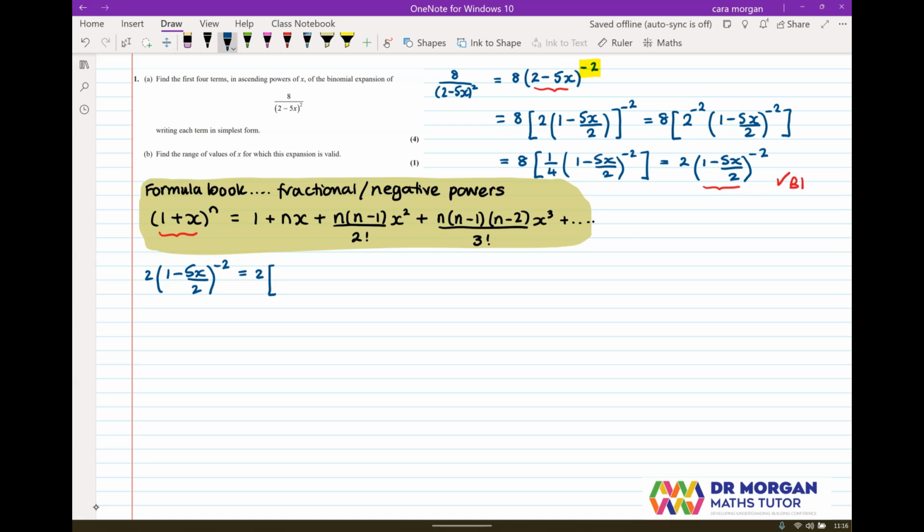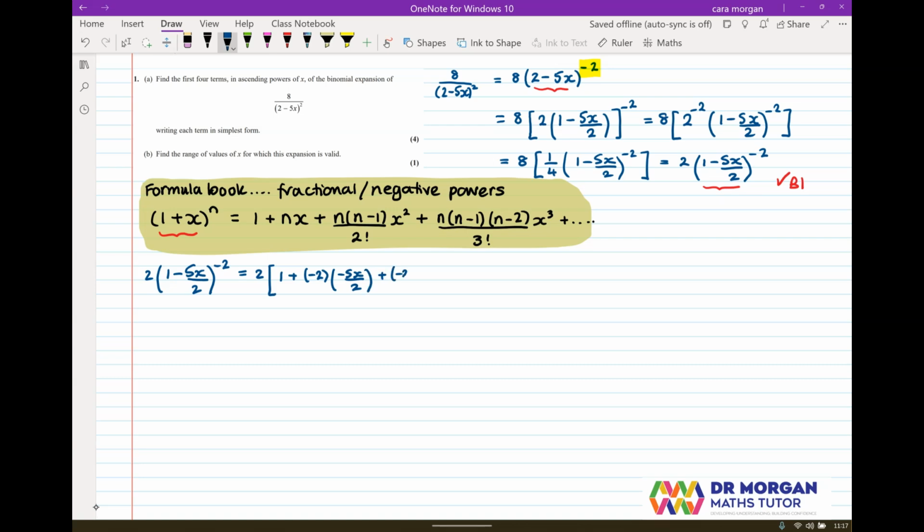Now it's crucial that I substitute everything into the formula in the right way in order to get a method mark, but also if I'm successful in doing that, I will also get an answer mark. So I'm going to be very careful about this. 1 add n, my x term is negative 5x over 2.